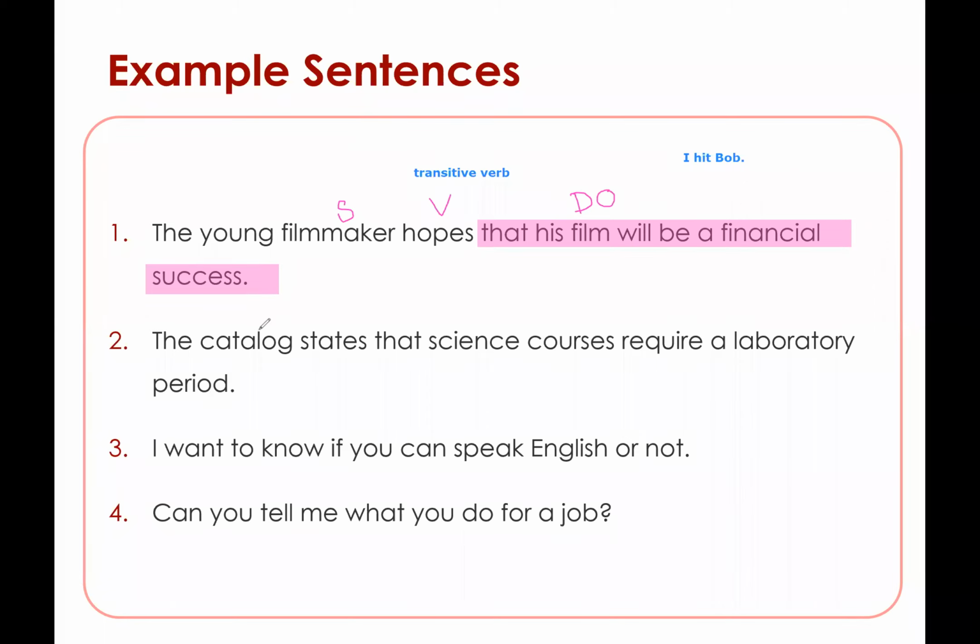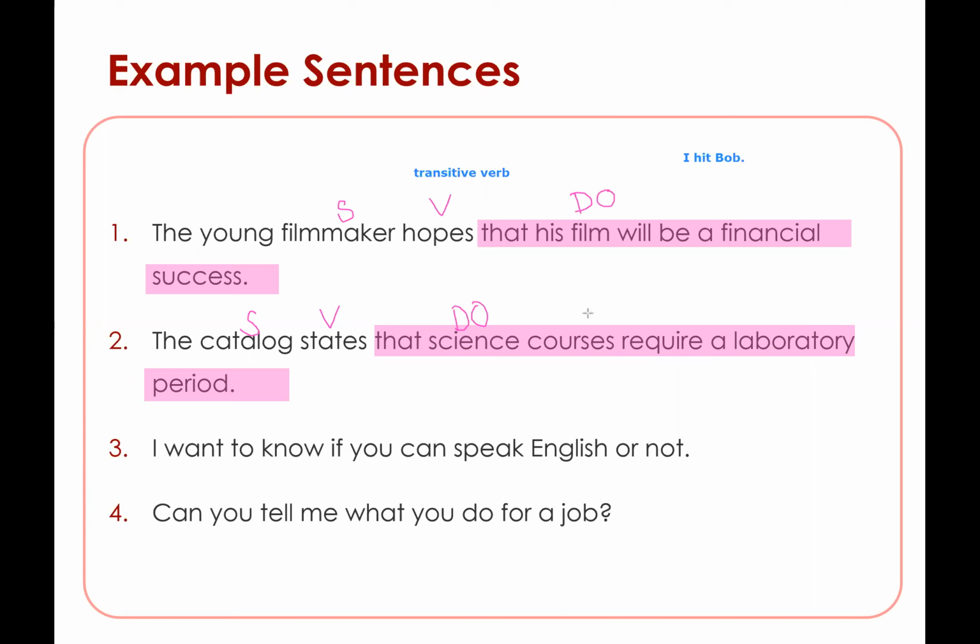Okay, and the second example would be the same. The catalog states what? Well, states something. It is a transitive verb, right? So, of course, that science courses require a laboratory period will be our direct object.